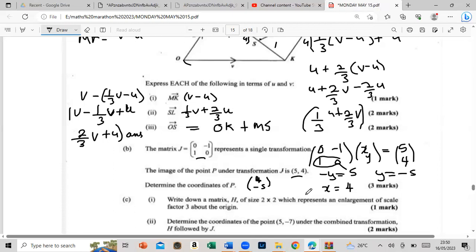All right, then now write down a matrix H of size 2 by 2 which represents the enlargement of scale factor 3 about the origin. If I enlarge about the origin with a scale factor of 3, it means that it would be 3, 0, 0, 3. So it's going to enlarge by 3 about the origin.